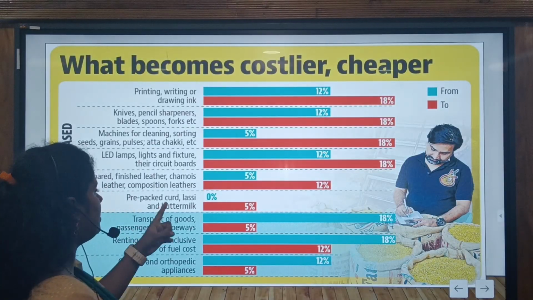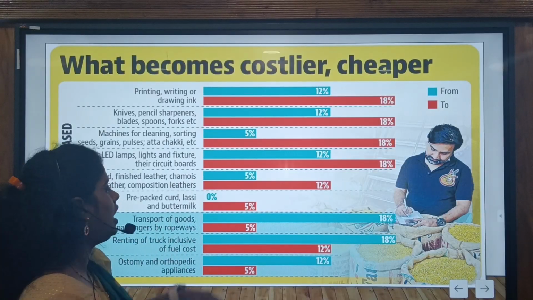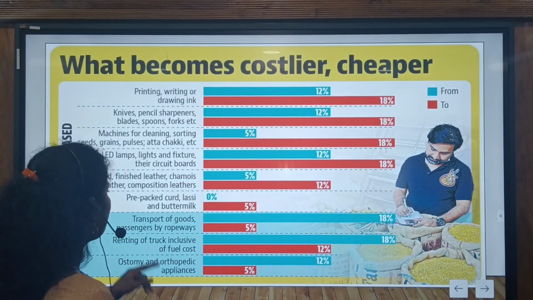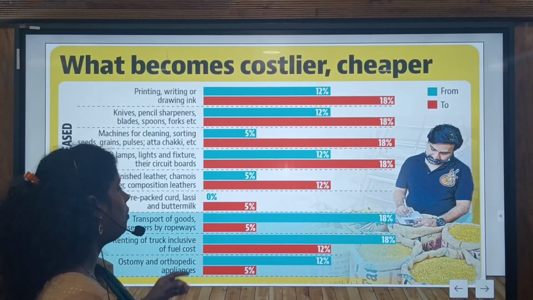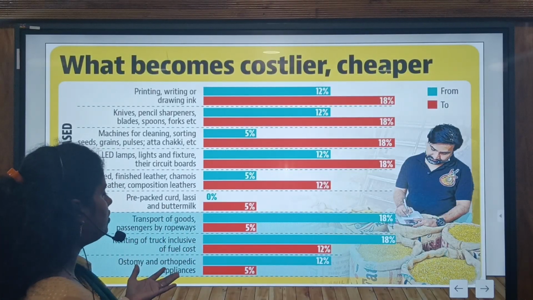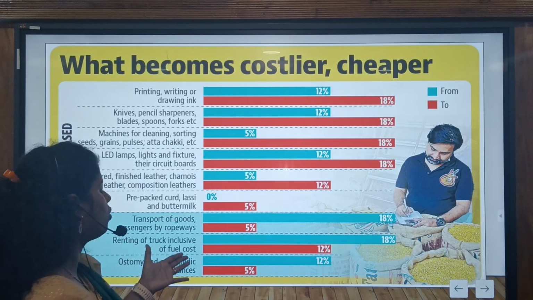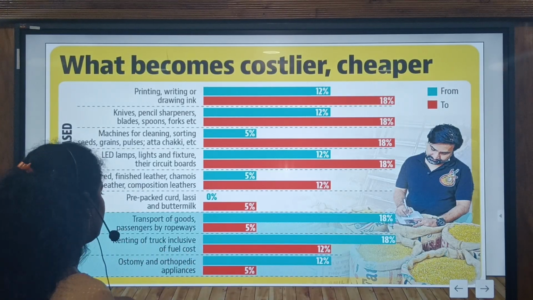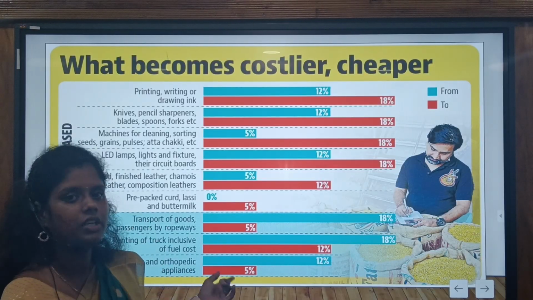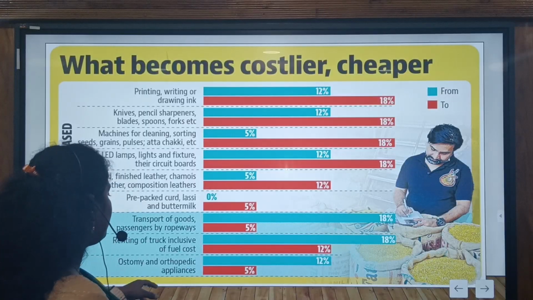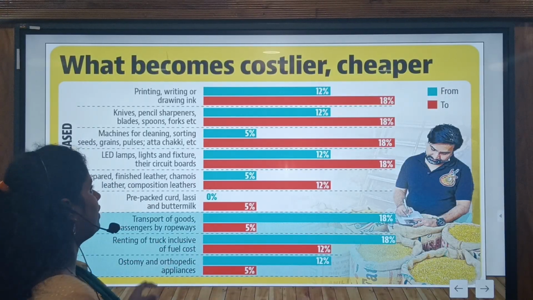Prepared finished leather, chamois leathers and composition leathers: previously 5%, now 12%. Pre-packed curd, lassi and buttermilk: 0%, now 5%. Transport of goods by ropeways: previously 18%, now 5%. Renting of trucks inclusive of fuel cost: previously 18%, now 12%. Ostomy and orthopedic appliances: previously 12%, now 5%.